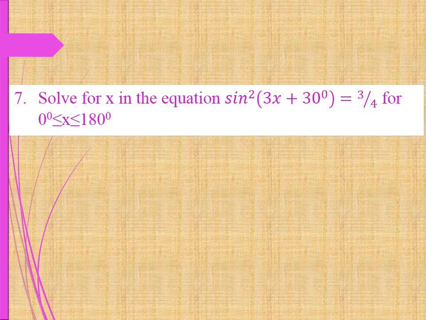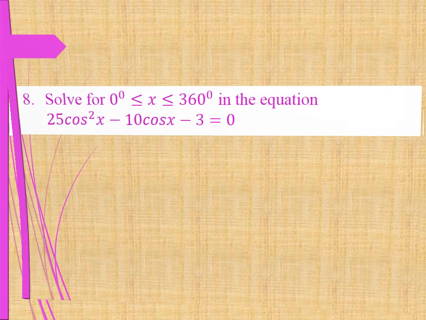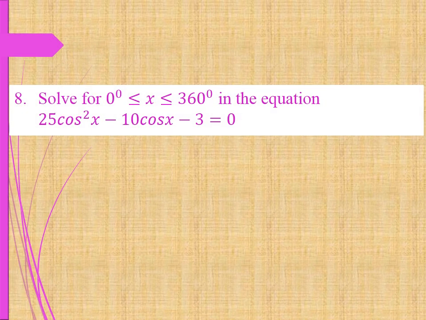Question 7. Solve for x in the equation sin squared of (3x plus 30) is equivalent to 3 over 4 for 0 degrees less than or equal to x less than or equal to 180 degrees. Question 8. Solve for 0 degrees less than or equal to x less than or equal to 360 degrees in the equation 25 cos squared x minus 10 cos x minus 3 equals 0.